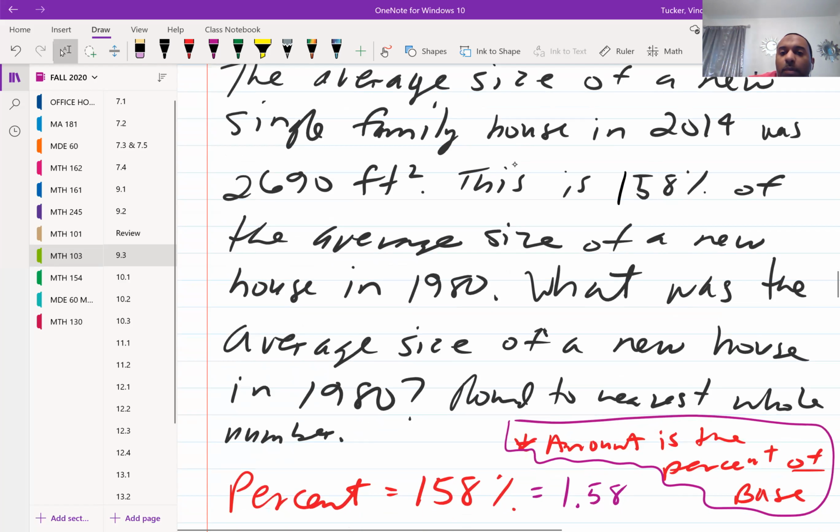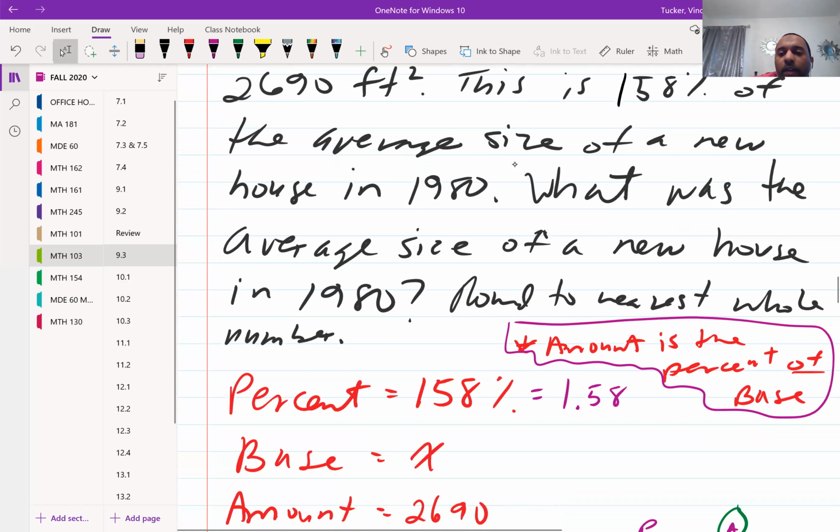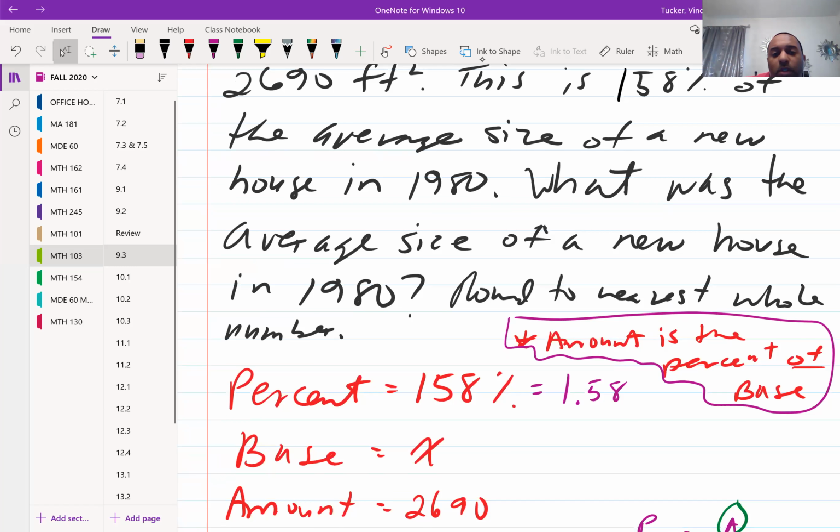All right, so we're gonna talk about the pieces that we have, and basically what the problem gives us and what they haven't given us. So the percent is 158%. As a decimal, that's 1.58. We'll use that in a second. X is our base, that's the total amount. And the amount that the percentage is applied to or associated with is 2690.